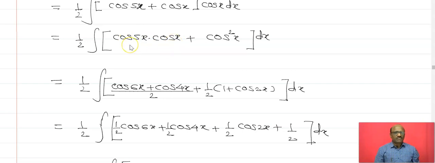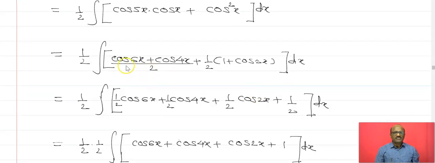That is 2 cos a into cos b, that is cos of (a plus b) plus cos of (a minus b). a plus b means what? 5x plus x, that is 6x, plus cos of (a minus b), that is 5x minus x, which is 4x, upon 2, plus again the next formula for cos square x. Cos square x means what? (1 plus cos 2x) upon 2. That is 1 upon 2 in bracket 1 plus cos 2x.